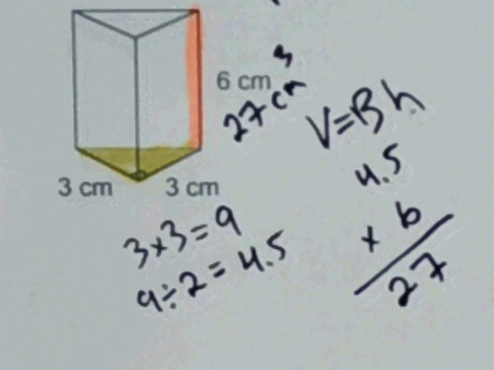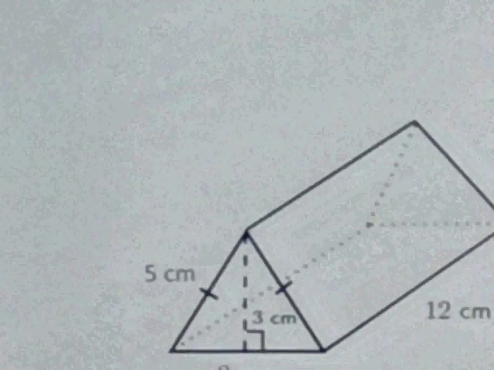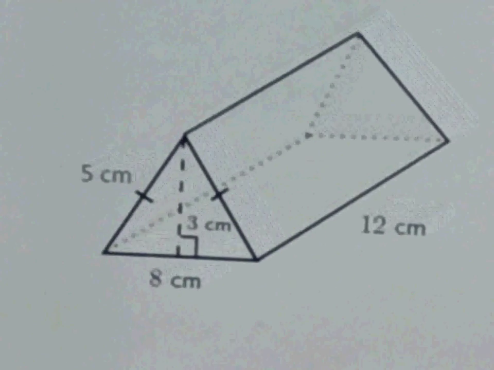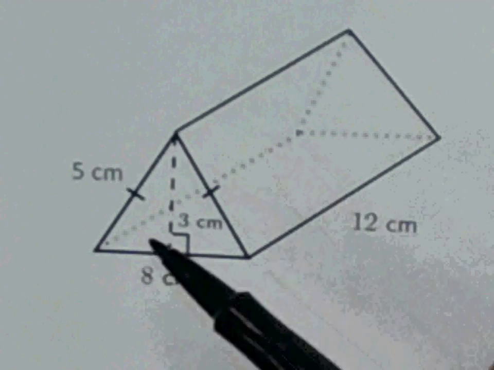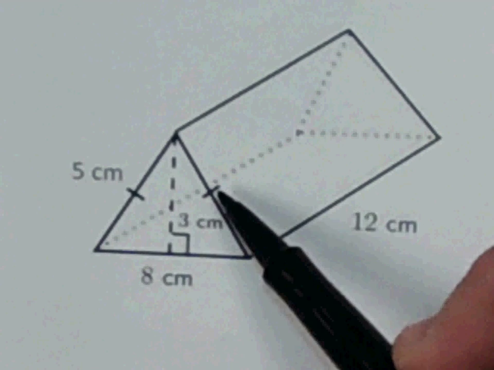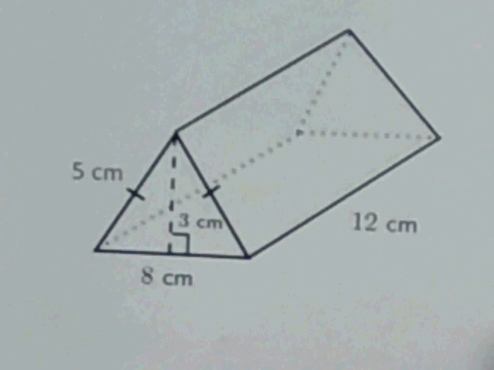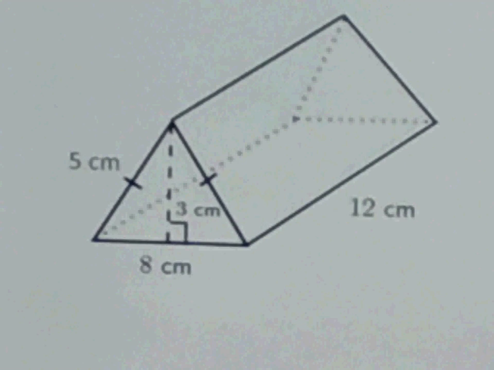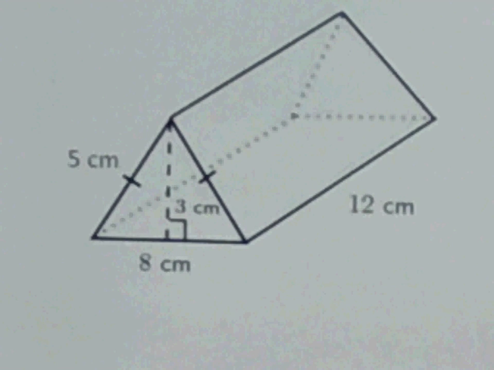Let's skip to this bottom one right here, because if you look at it, we're actually given 4 values. We're given 5 centimeters, 3 centimeters, 8 centimeters, and 12. This is going to be 5 centimeters because it's congruent to the one across. This is where we got to make a decision. All right, which 3 dimensions do I use? So I'm going to look at my base first.